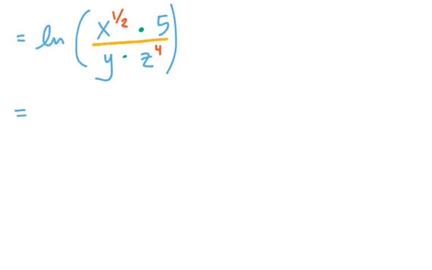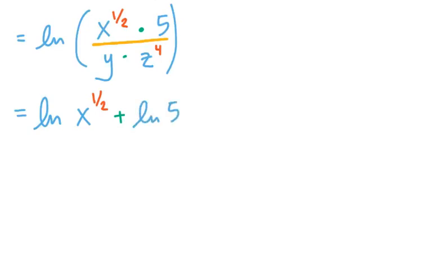So now I'll go ahead and use the product and quotient properties. I'll start by saying my numerator, which was ln of x to the 1/2 times 5, would become ln of x to the 1/2 added with ln of 5.